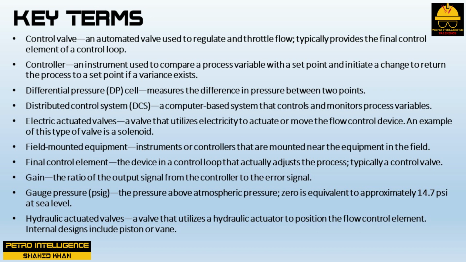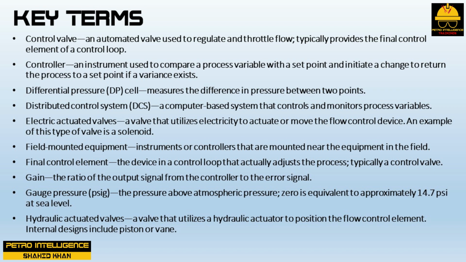Differential pressure, DP, cell measures the difference in pressure between 2 points. Distributed control system, DCS, is a computer-based system that controls and monitors process variables. Electric actuated valve is a valve that utilizes electricity to actuate or move the flow control device. An example of this type of valve is a solenoid. Field-mounted equipment are instruments or controllers that are mounted near the equipment in the field. Final control element is the device in a control loop that actually adjusts the process, typically a control valve.